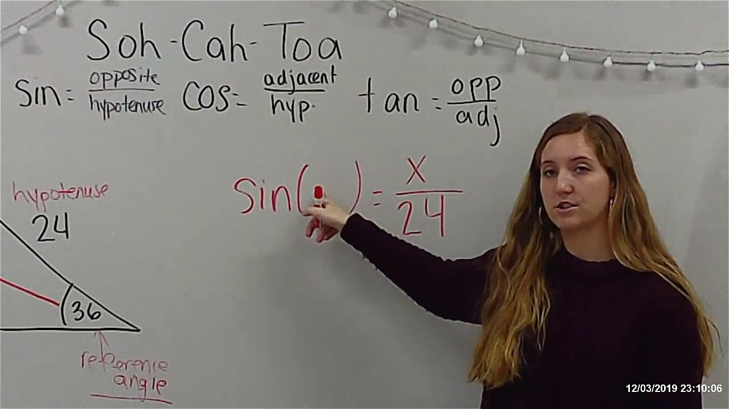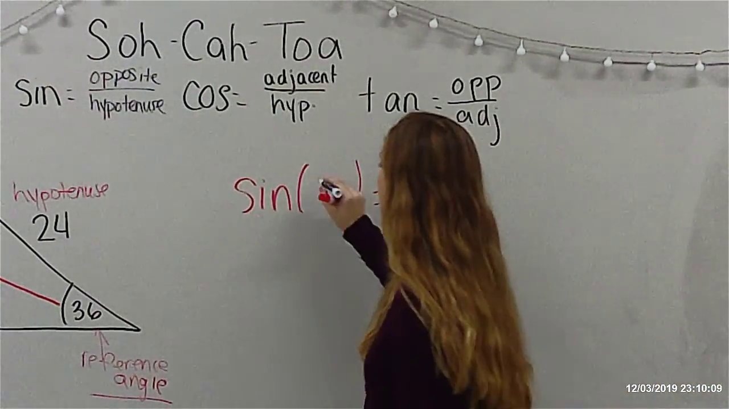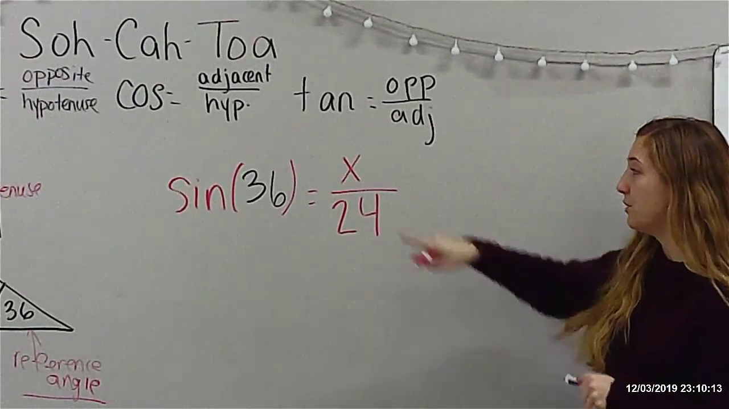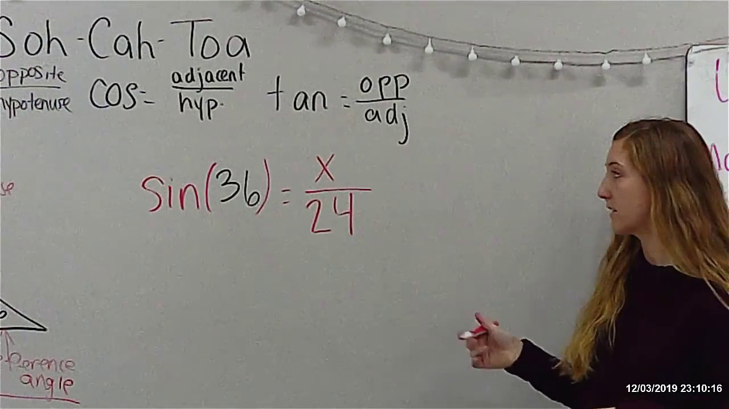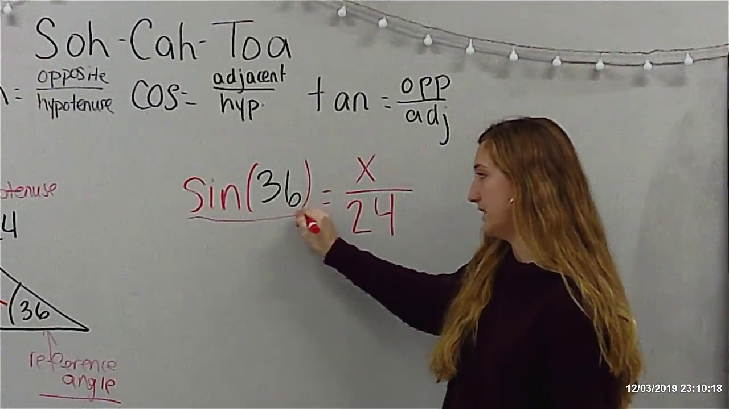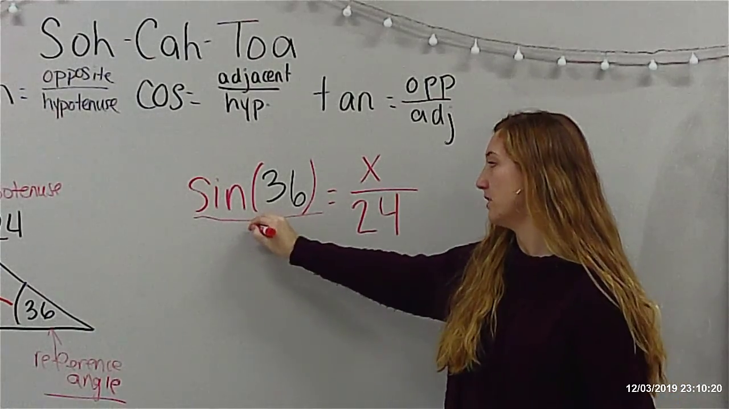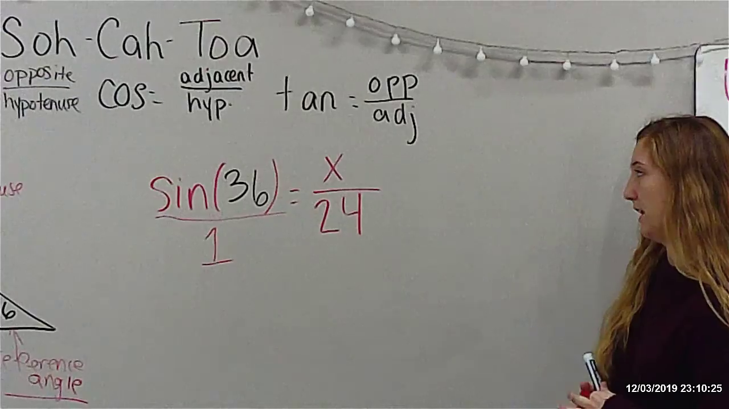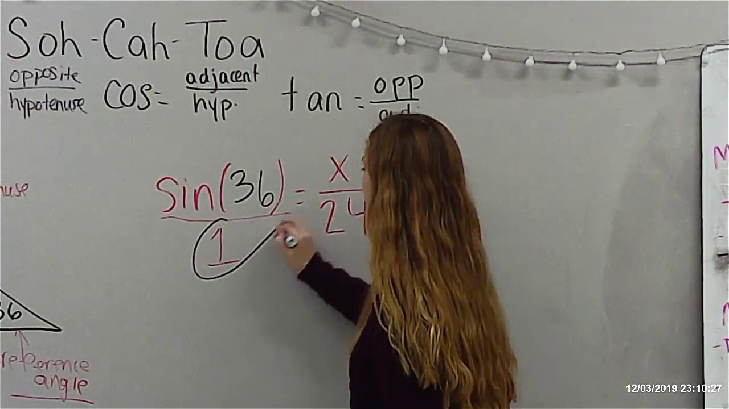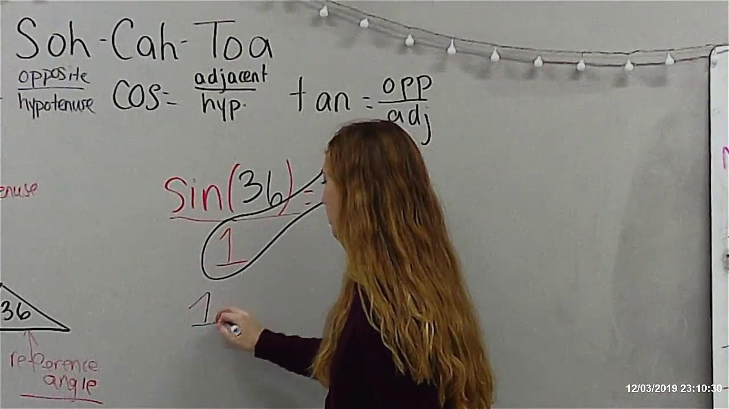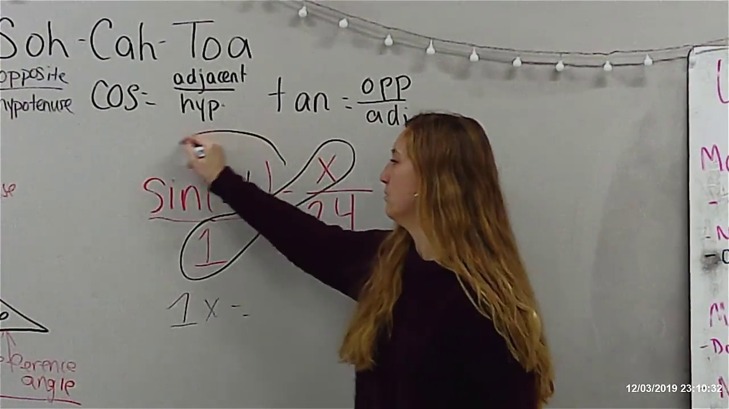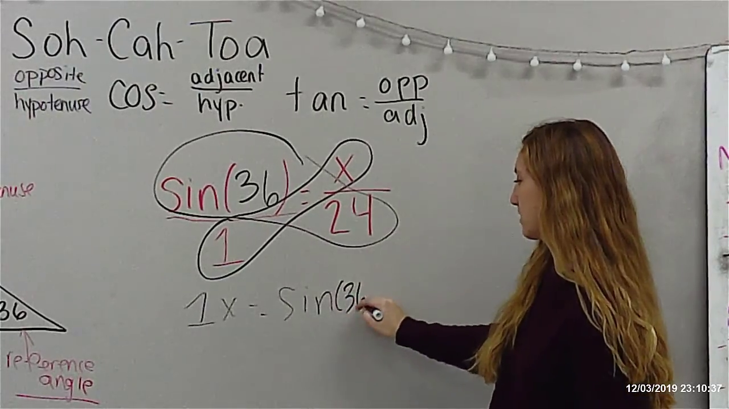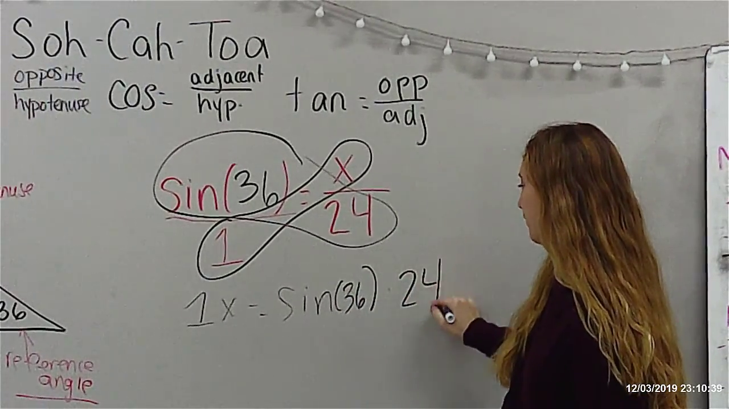My angle always goes here. So my angle is 36. Now all we have to do is cross multiply and solve for x. If I'm cross multiplying, I need another denominator, and we know that this happens to be 1. So now once I cross multiply, I will have 1x is equal to sine of 36 times 24.